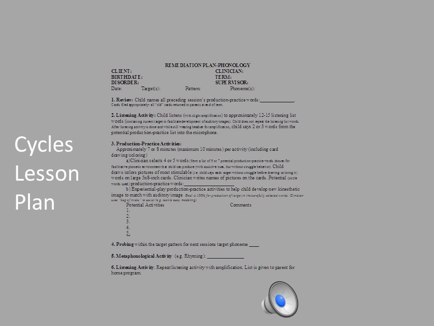Next is the target word cards. And this is where the child will draw, copy, paste, or color about three to five, anywhere around there, of target words for this session. These are going to be your main words for your whole session. The name of the picture is written on the card. So if your target sound for the day is the p sound, then you might have a picture of a mop and pop and top and cap and so on.